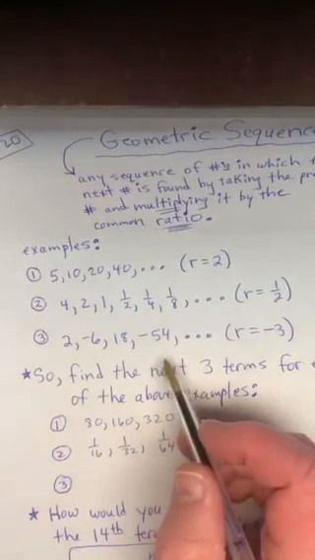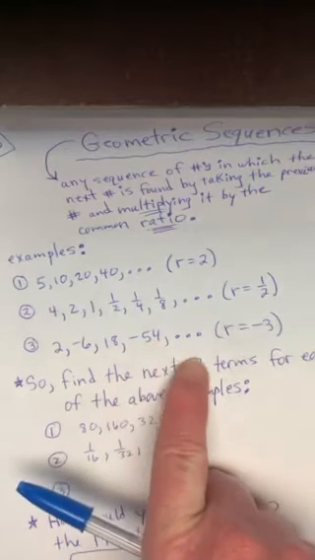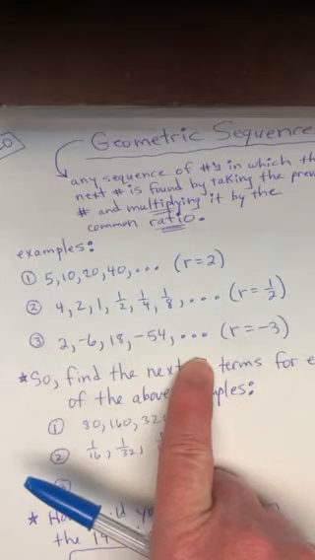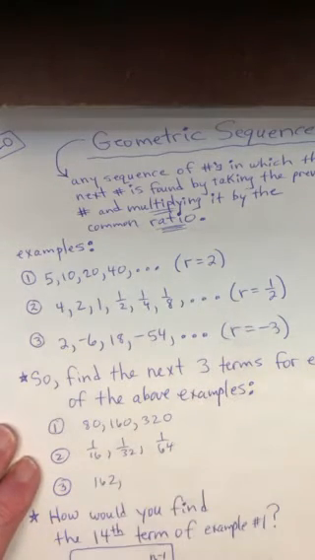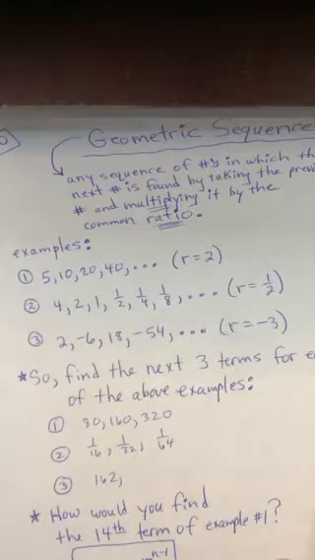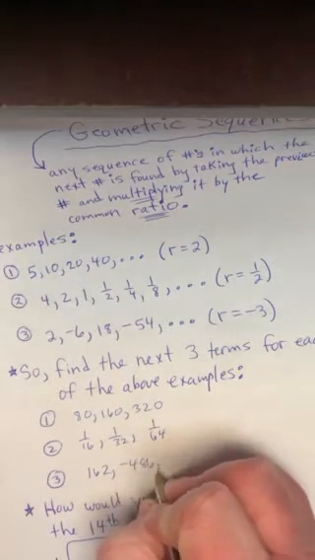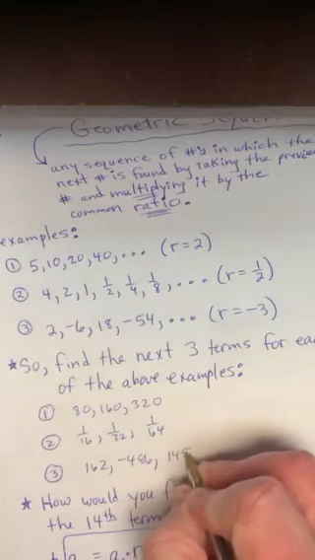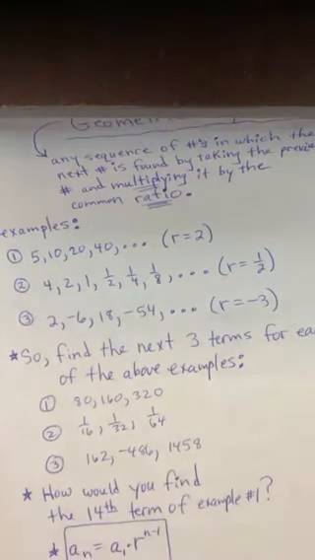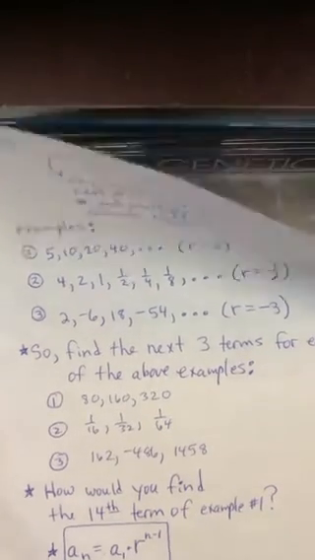So if I take, now I might need a calculator here. If I take the last number I left off with, -54, and I times it by -3, I get, looks like 162. I'm now going to times that by -3 on my calculator, get -486, times that by -3, so times -3, and I'm at 1458.